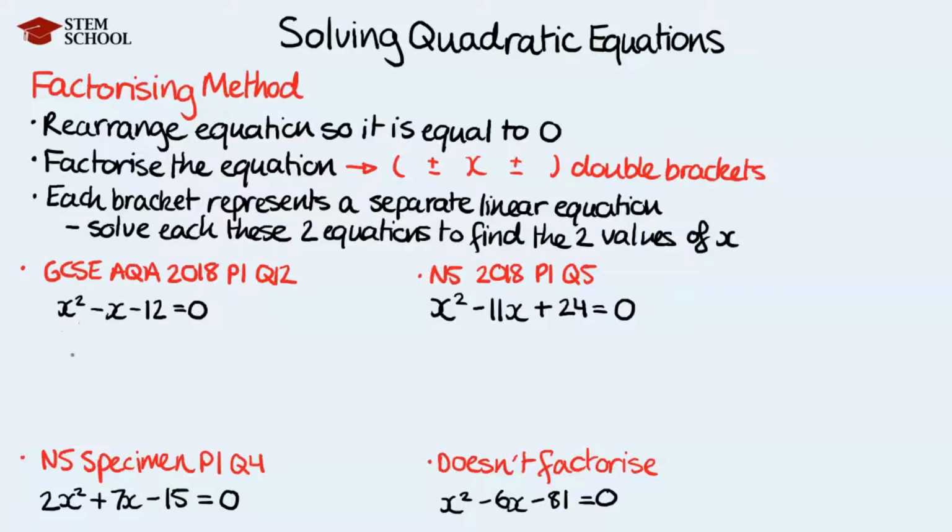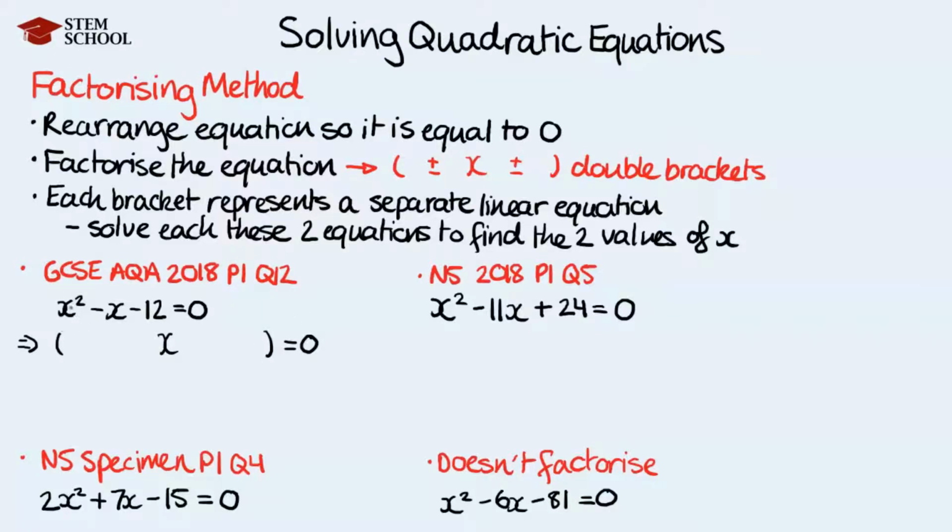We have x squared minus x minus 12 is equal to 0. It's already equal to 0, so we don't have to rearrange the equation. What we can now move on to is factorising the equation. The first step is to set up the double brackets like this, and always remember to put the equals 0 on the end there as we're dealing with an equation.